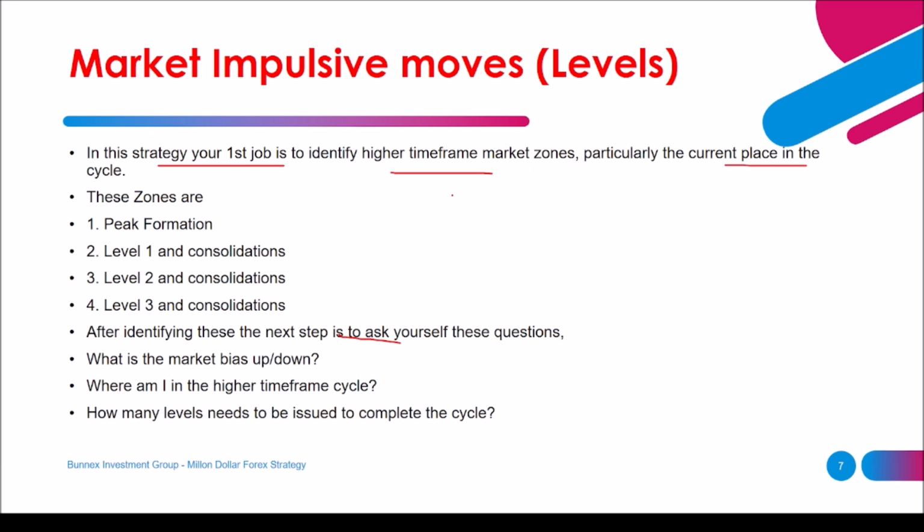So these zones include what we call the peak formation, right? It might be a peak formation high or a peak formation low. This is a higher time frame, the highest point available on your charts, right?